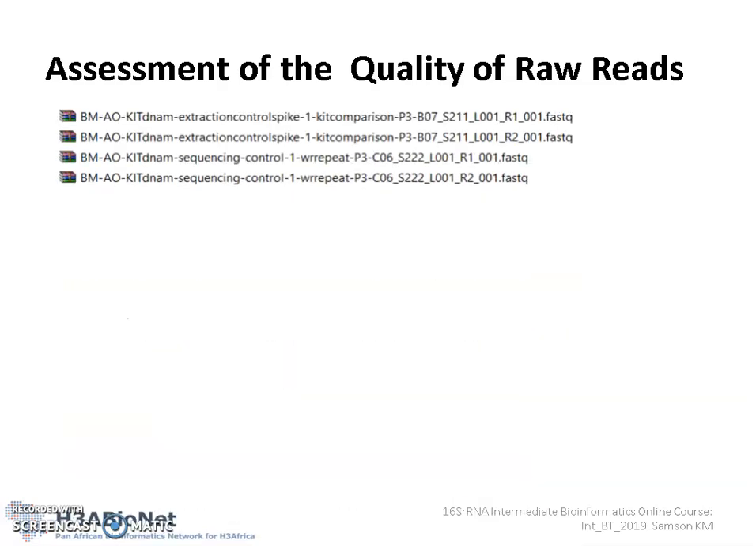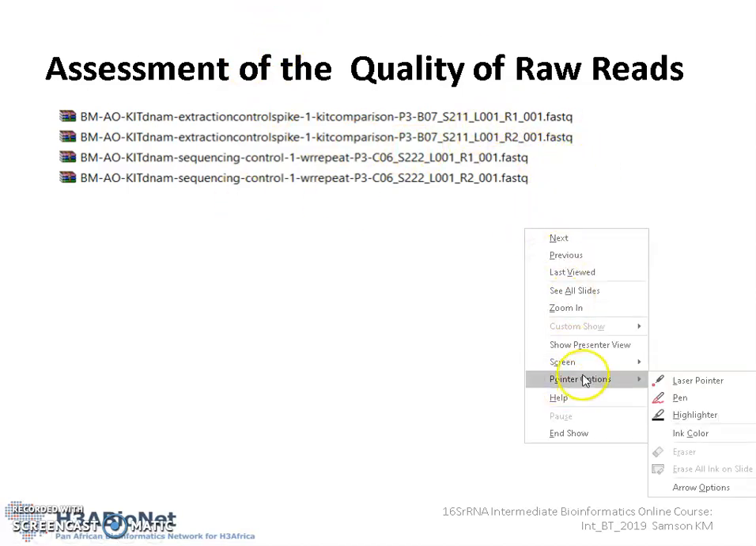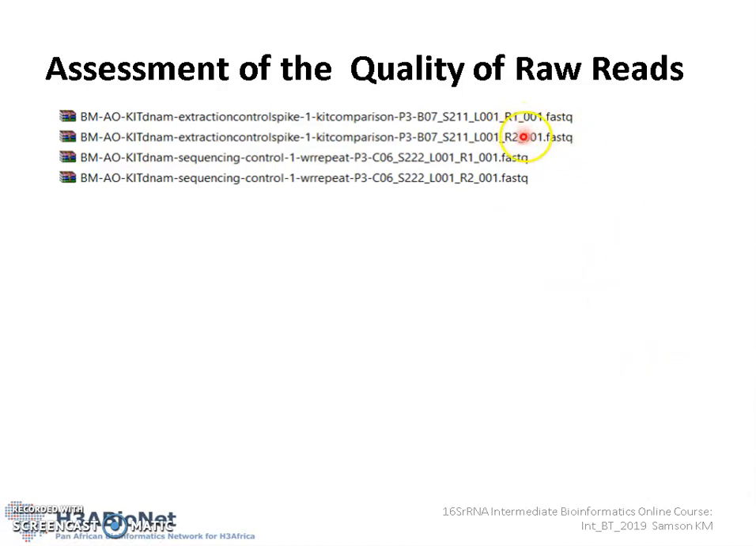So when you get raw sequences ready from your client, normally they are compressed. In this case, you have paired-end reads. You'll be getting the forward read, here named R1, and the reverse read labeled R2 for the same sample. And also for the second sample, you have the forward and reverse reads.